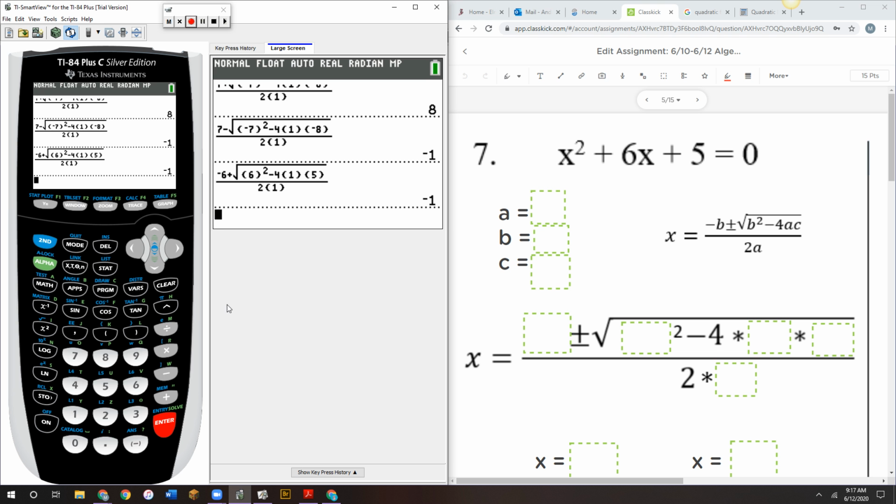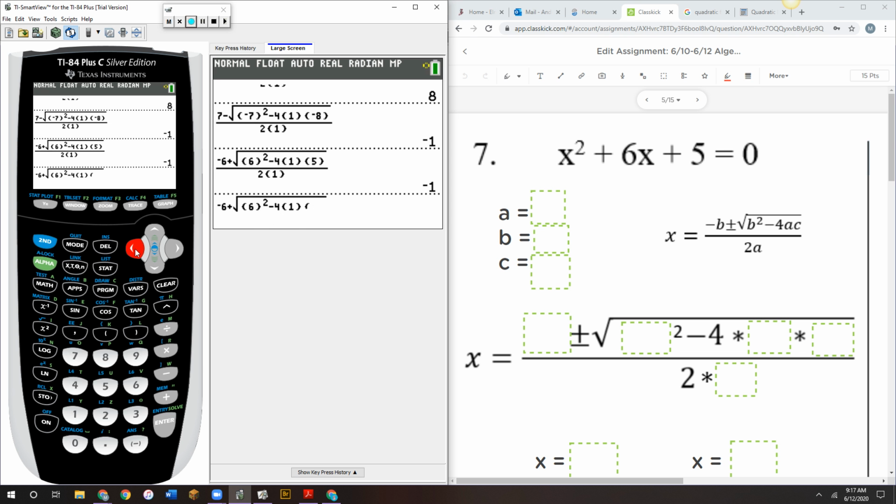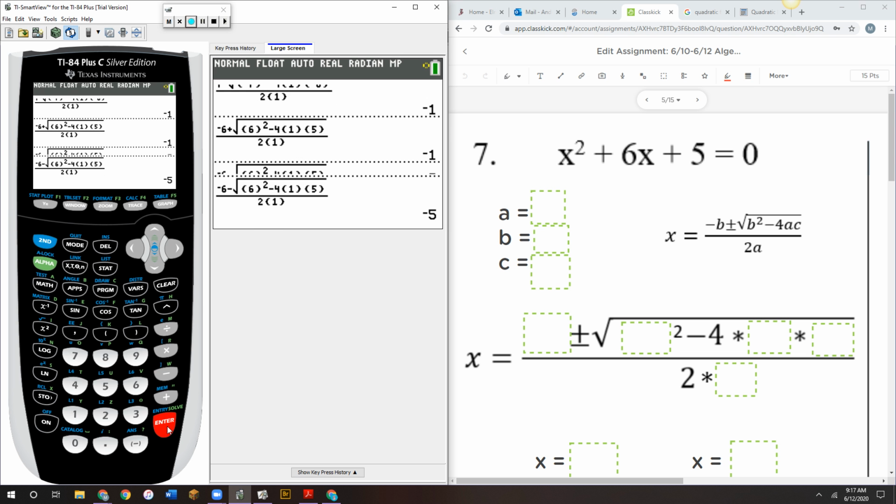Now, just like before, we have the plus sign in front of the root. We need to do what would happen if it was a subtraction sign. We're not typing it all in again. All we're doing is hitting second, enter, arrowing back through the problem. Oh, too far. Hit the subtract key, hit enter, and we get our second solution.